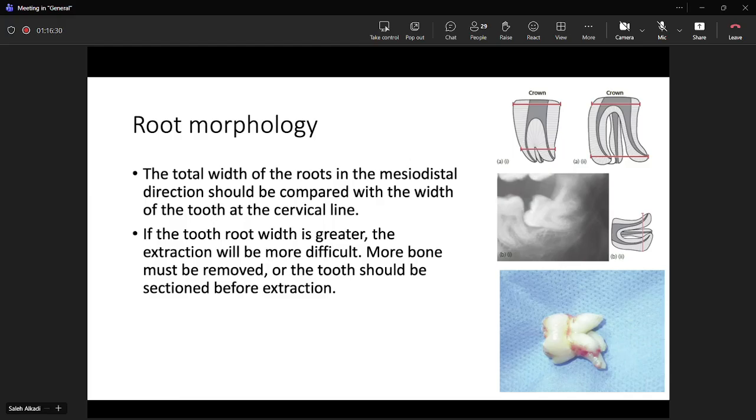Another important thing is to look at the total width of the roots in the mesiodistal direction, and this should be compared with the mesiodistal width of the tooth at the cervical line. So if the mesiodistal width of the roots is greater than the one at the cervical line, then this is a difficult one. You need to remove more bone. You need to section the root. But if the mesiodistal width of the roots is smaller than the width at the cervical line, then this is an easier extraction.